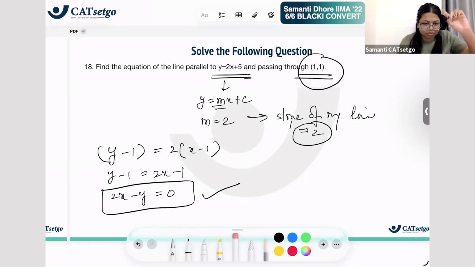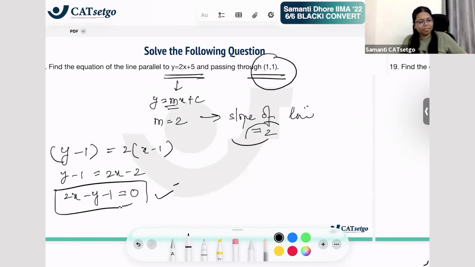So this is 2x minus 2, no? Sorry. And then this is minus 1 is equal to 0. Fair? Alright? Cool. And now good.